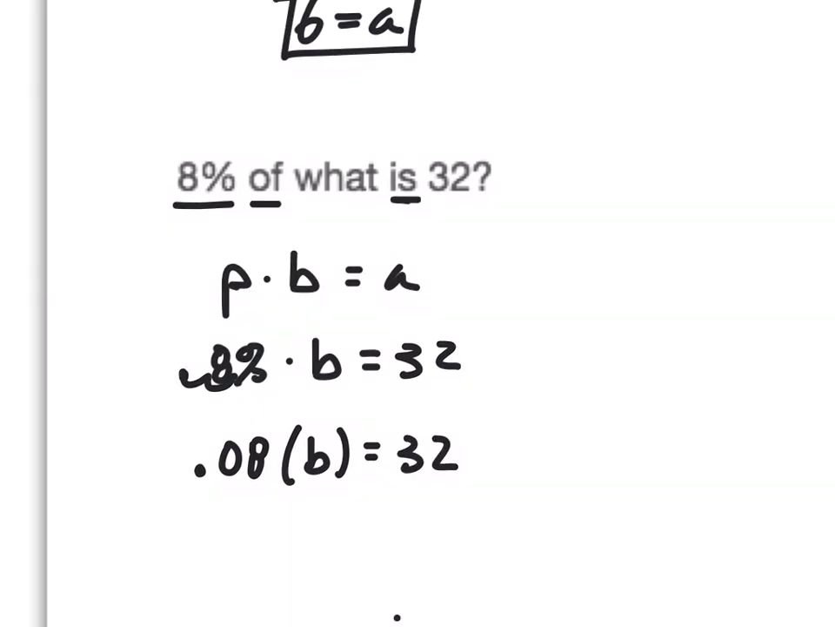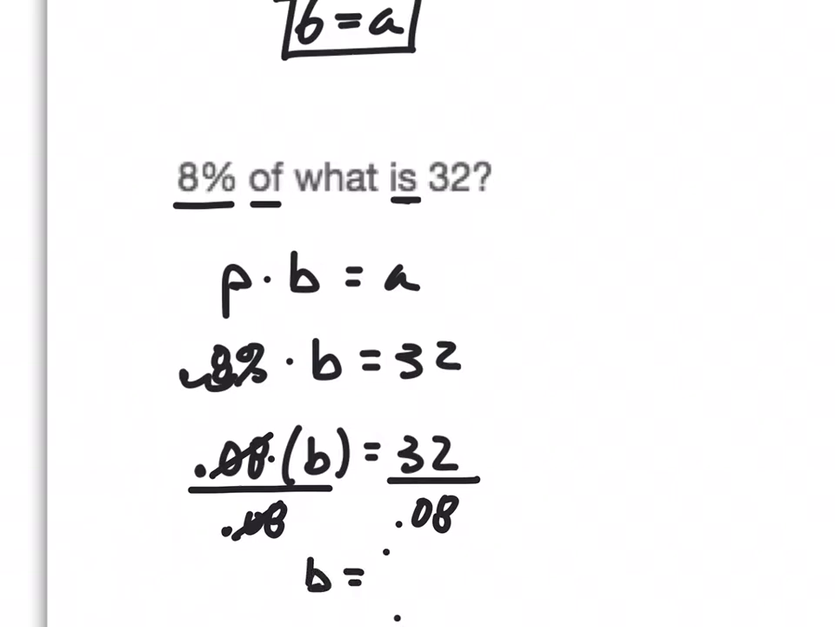Okay, so now what I have is one of these one-step equations that we've done, where I'm taking some number times a variable is equal to 32. Since I'm multiplying by 0.08, in order to move that to the other side, because I'm multiplying it, I have to divide both sides by 0.08. 0.08 divided by 0.08 divides out to 1.